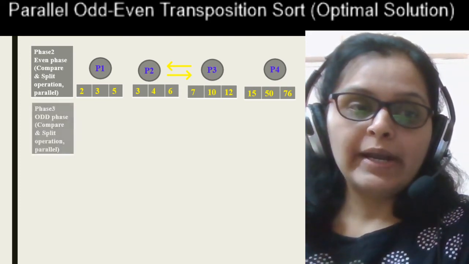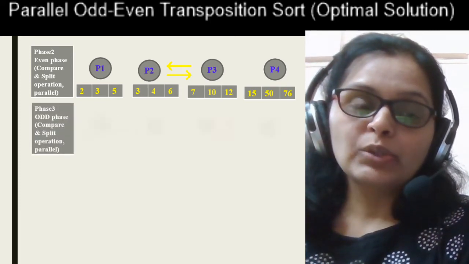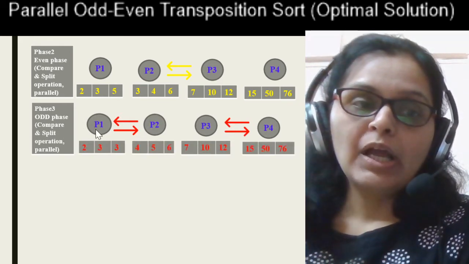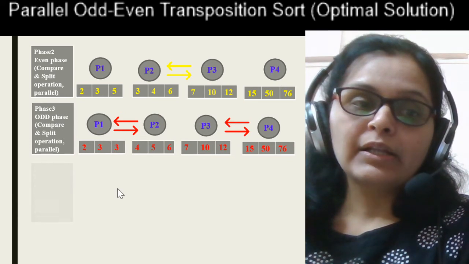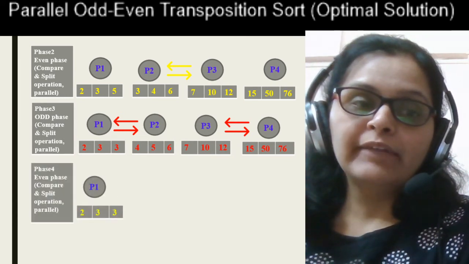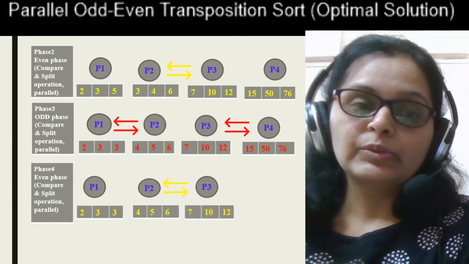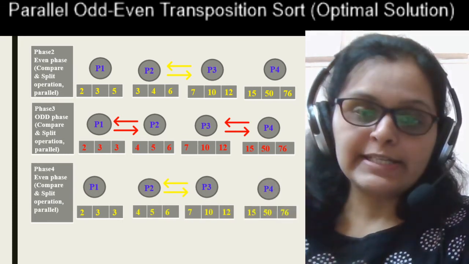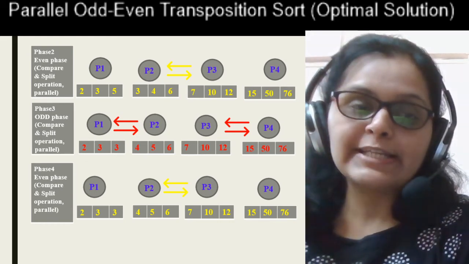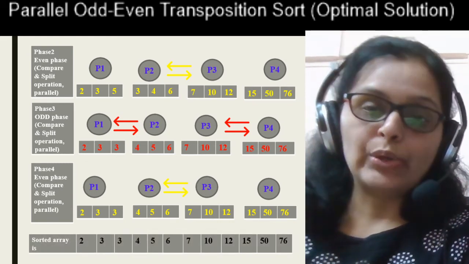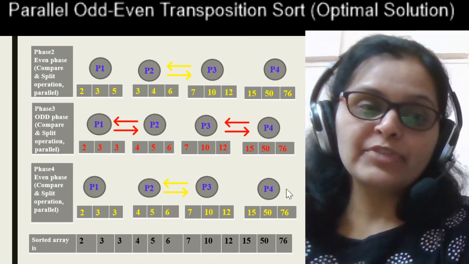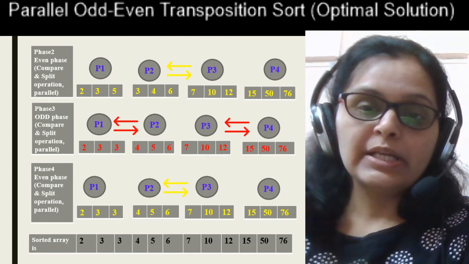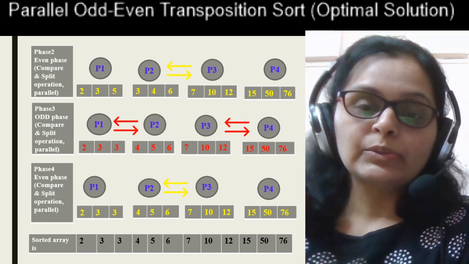So let us go ahead. It will continue. Again it will be followed by an odd phase, and again it will be followed by an even phase. So be with me. Now at the end of P phases, that means at the end of 4 phases, we are getting the sorted array like this. You can see the sorted array. These are the results. So I hope the simulation is clear. So now let us go ahead.